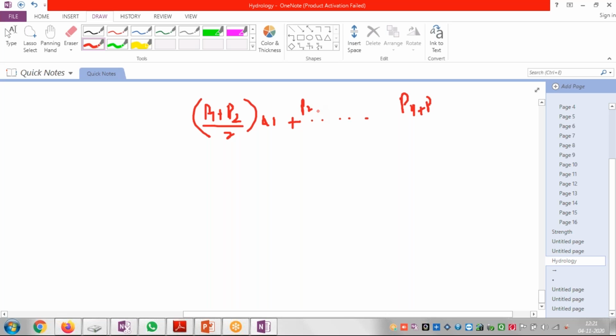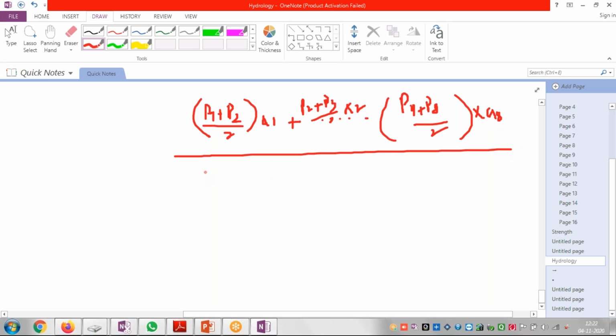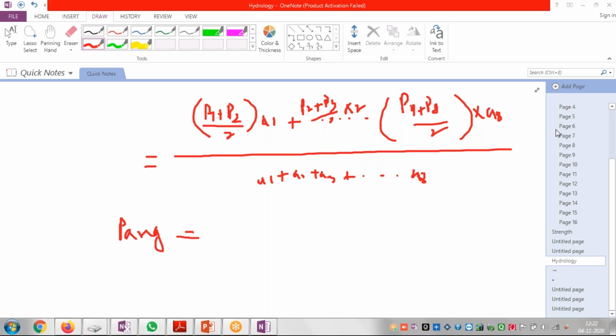Likewise, P2 plus P3 divided by 2 into A2, plus P3 plus P4, then P4 plus P5, then P5 plus P6, P6 plus P7, and P7 plus P8 divided by 2, right? And multiplied by the last area, that is A8. Similarly, we will divide it by A1 plus A2 plus A3 plus up to A8, right? So that we will get the rainfall average, P average. Is it okay? Is it clear, this method?